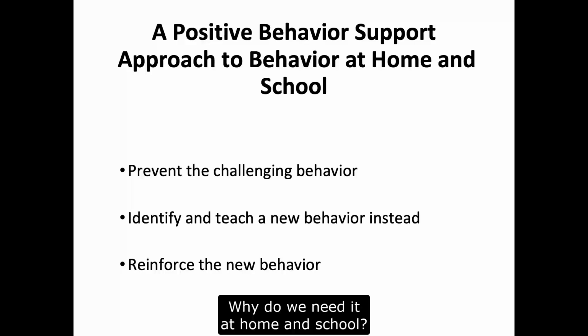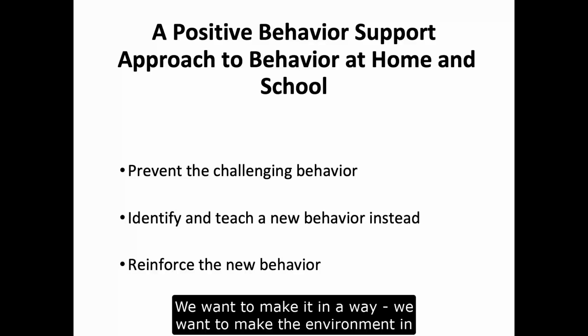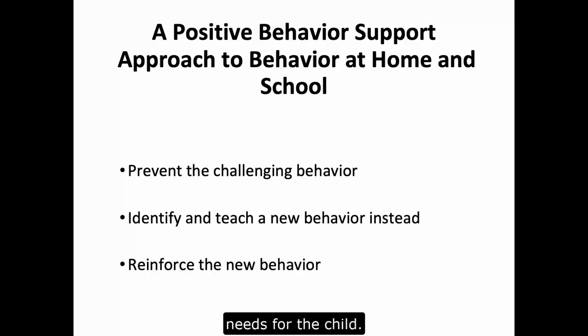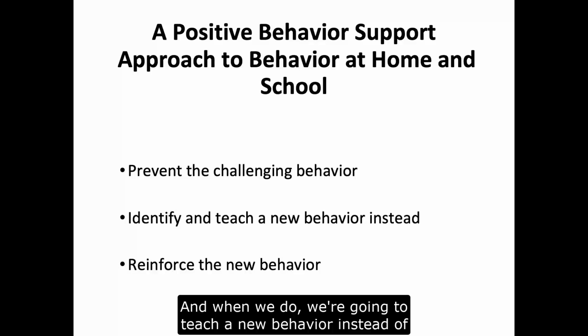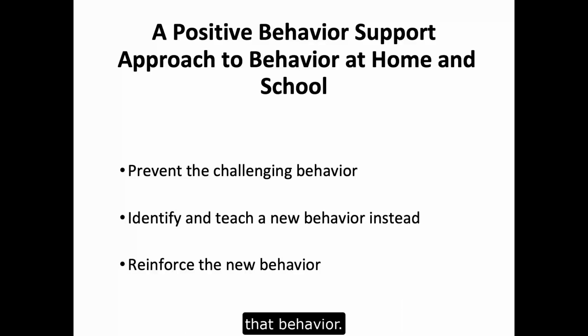So why do we need it at home and school? We want to prevent the challenging behavior before it occurs. We just don't want it to happen. And we want to make the environment in a way that it doesn't have to happen, because we're meeting the needs of the child. And when we do, we're going to teach a new behavior instead of the challenging behavior, and then we're going to reinforce that behavior.